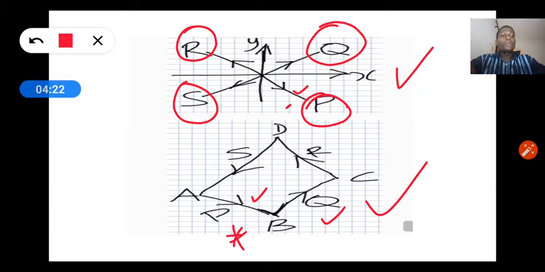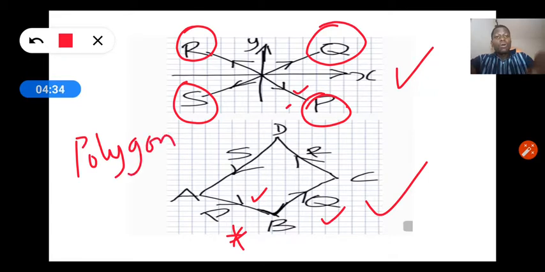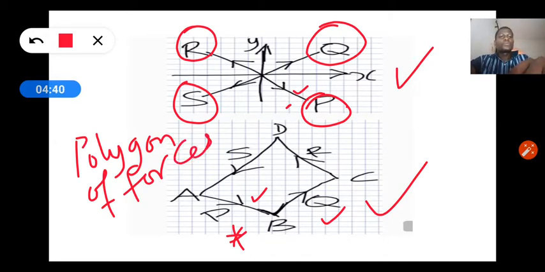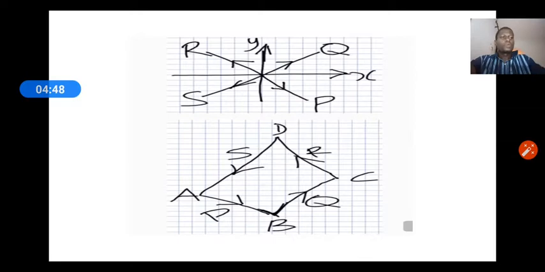So now that we have these forces represented on the sides of the diagram we have there, we call it polygon. We call it what? Polygon of forces. We call it polygon of forces. Good. So this is a polygon of forces represented on that diagram. Good. Let's see what we have on our next slide.